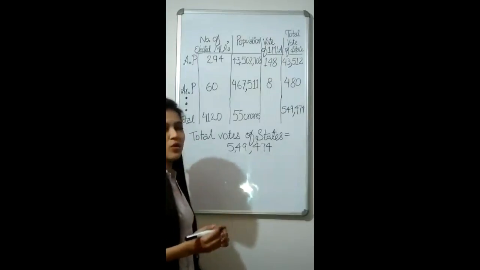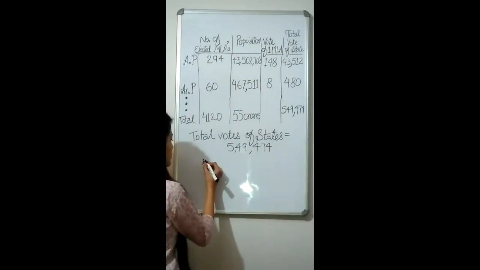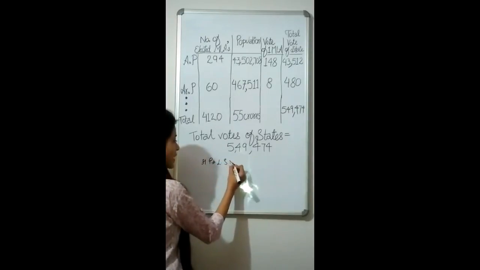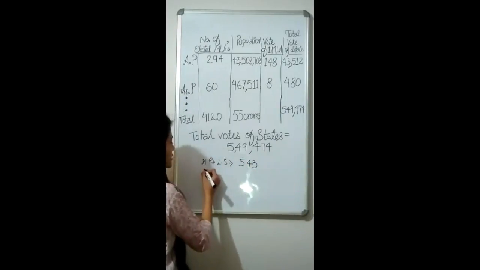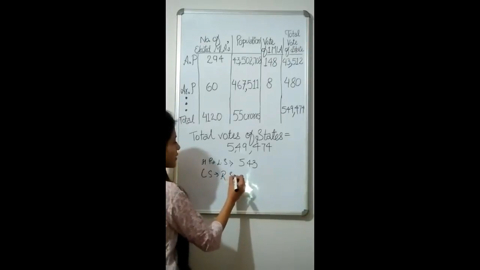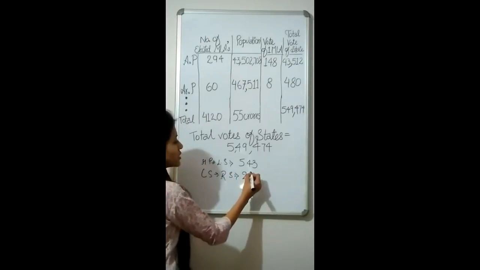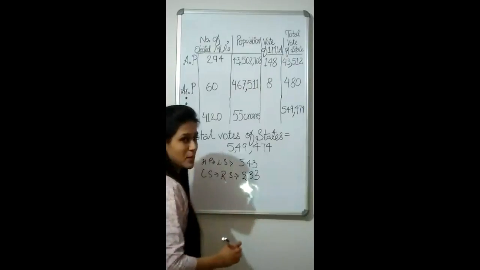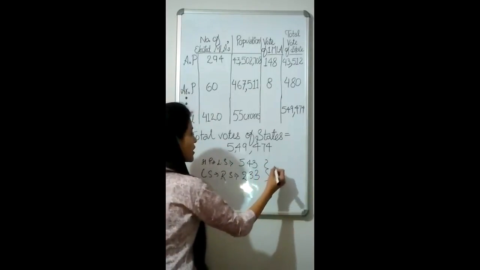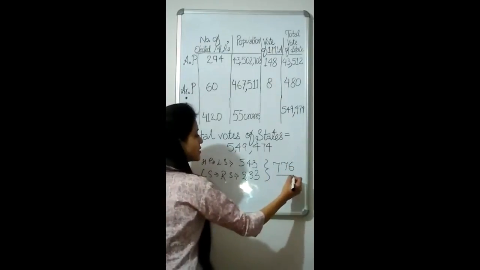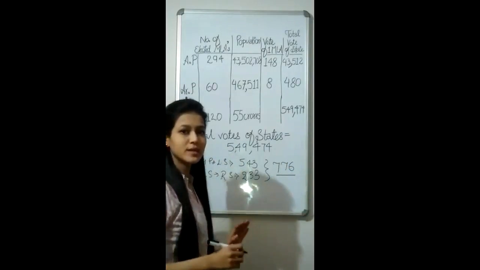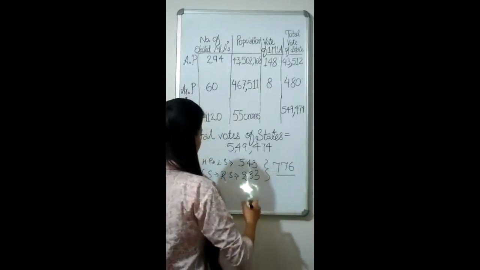To find out the vote value of MPs, there is a House of People, which is the Lok Sabha. The elected members in Lok Sabha are 543. And the other is the Council of States, which is the Rajya Sabha, in which there are 233 elected members. We will add these both and we will get 776. This is the total number of elected MPs in the Houses of Parliament.